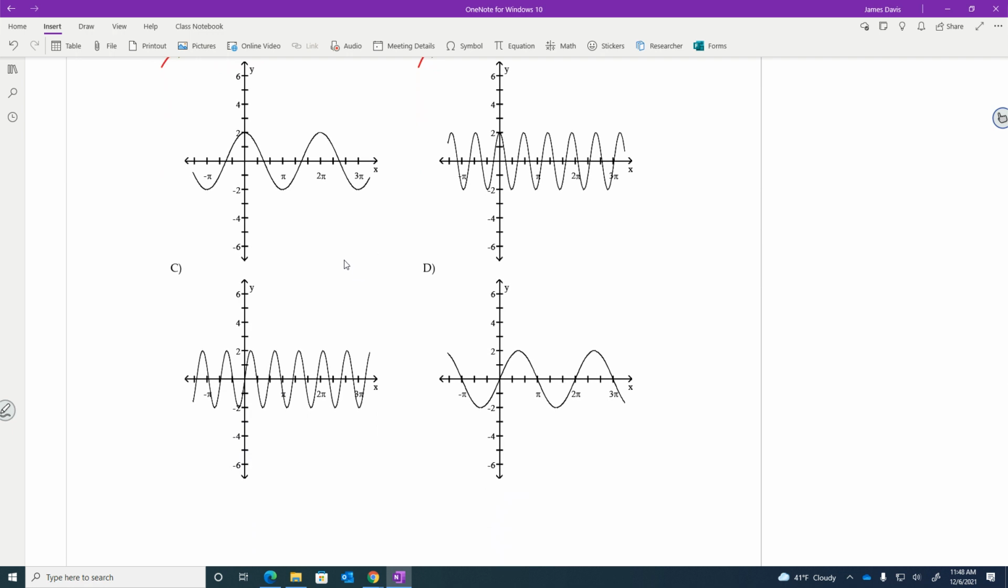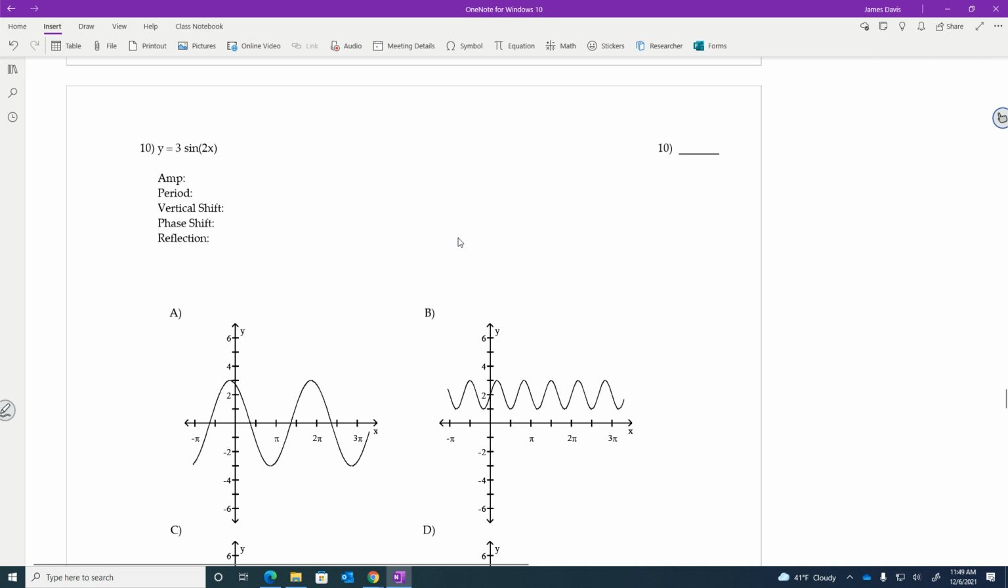And we want the period to be 2. This one has a period of 2 pi from here to here. This one, if we start here and end here, does have a period of approximately 2, because this is a pi. I know it's kind of hard to read, but that would be the only one that works. So C.